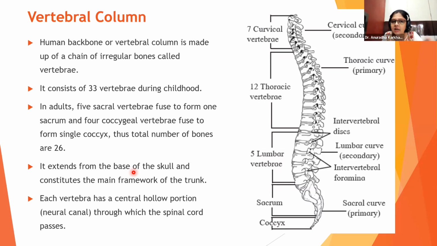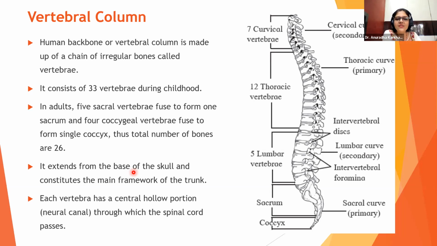But in childhood, the sacrum is not yet fused. The coccygeal bones are not yet fused. So in childhood, it's going to be 33. Correct? Fine. But later on, as we grow older, they become 26. So by the age of 5, it's going to be 26.